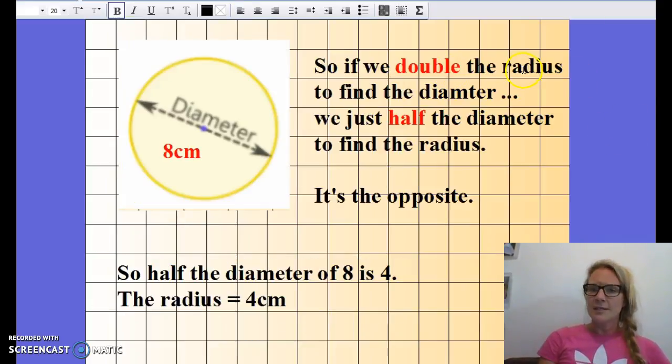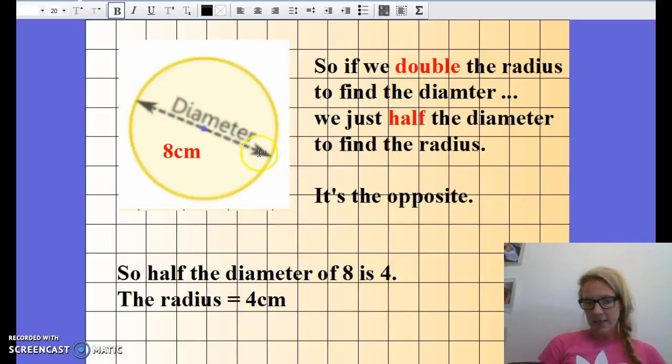So if we double the radius to find the diameter, we quite simply just half the diameter to find the radius. It's just the opposite. So if the diameter of this circle is 8 centimetres, so from one side of the circle to the other measures 8 centimetres, we would just half that to find the radius. So half of 8 is 4. We would divide it by 2 to find the radius.